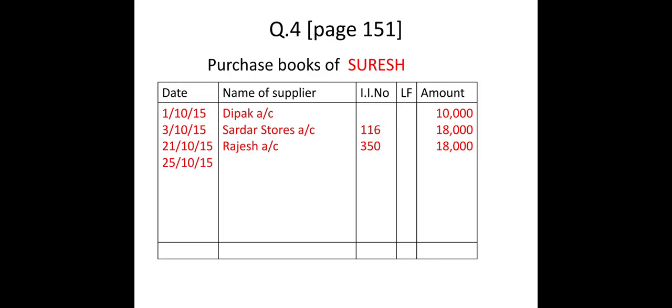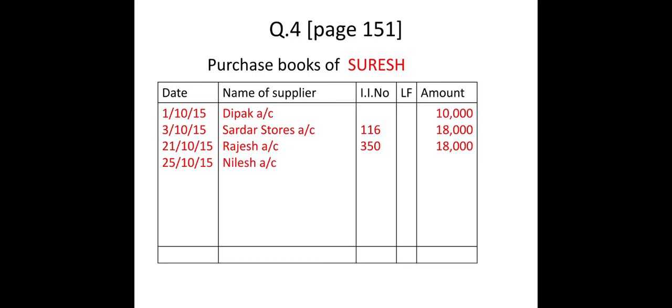Okay, so in date comes 25th October. Name of supplier is Nilesh account and the amount we will write in full, 30,000, but there is a discount of 10%. So 30,000 minus 3,000 will give you 27,000. Bill number is not given, so you can put dash here. Okay, so transaction number 25 is over.